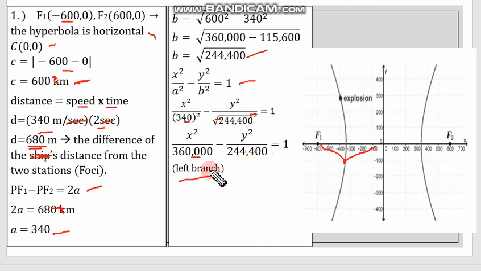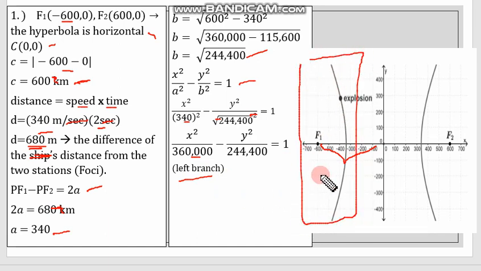Take note, this is the left branch. The explosion is here, since focus 1 heard it first before focus 2. That's at the left side of our hyperbola. Anywhere on this curve is a possible location of the explosion.